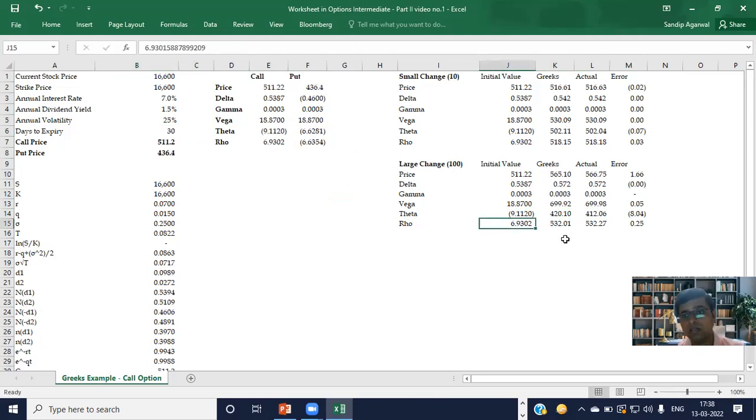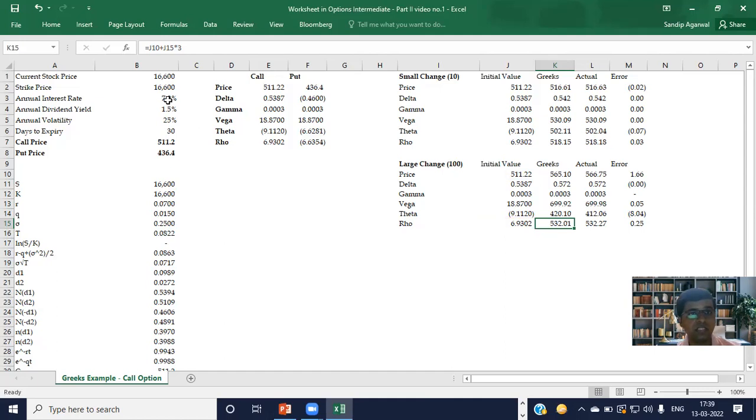Now again, in case the interest rate moves by 3% from 7% to 10%, then what would be the option price? Considering the other option greeks are constant, it will become 511.2 plus 6.93 into 3. Because 6.93 is the option greek for movement in the interest rate by 1%. So we have considered the movement in the interest rate by 3%. So the price of the option will become 511.2 plus 6.93 into 3.